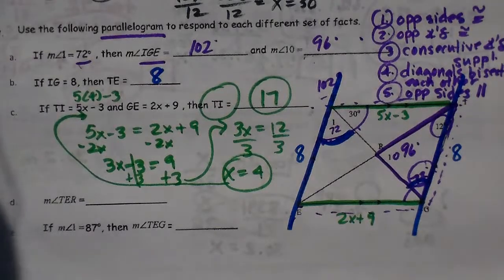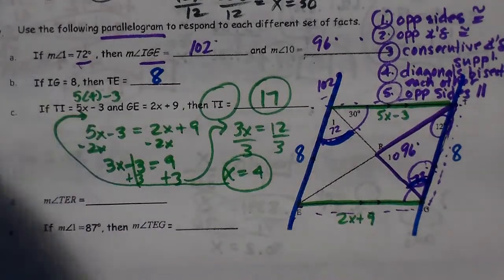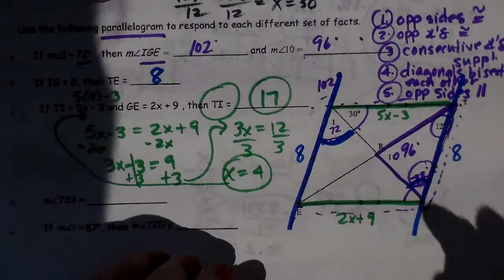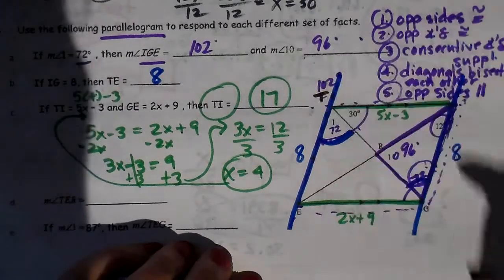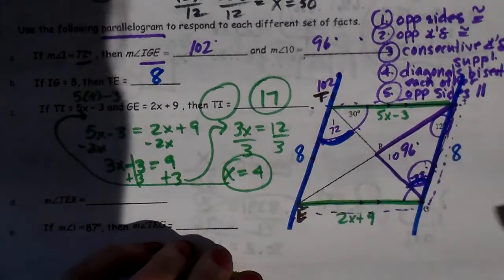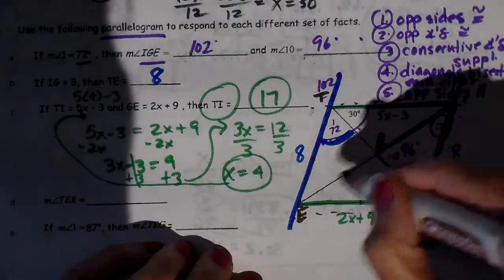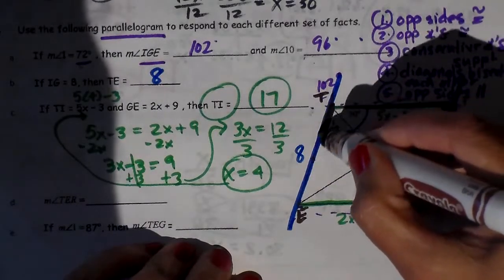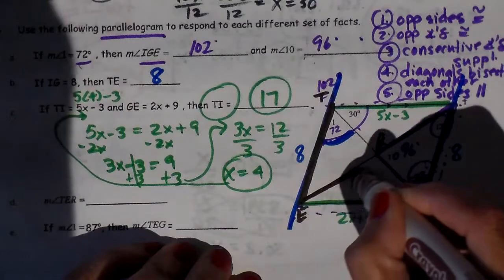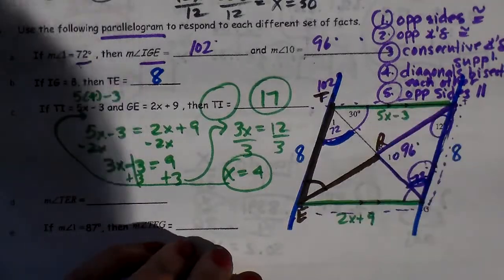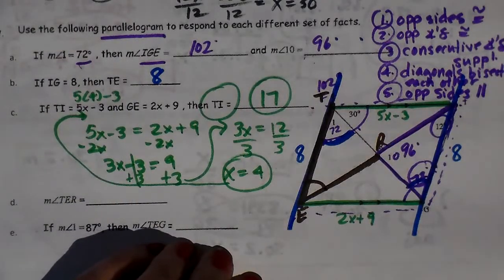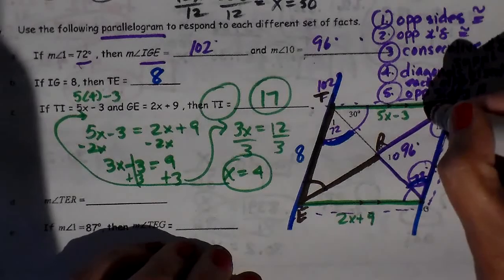Now it asks us next, what is the measurement of angle TER? So here's T, if you can't see it, there's T, there's E, and there's R. TER is here, T-E-R. This is TER. What is TER the same as?